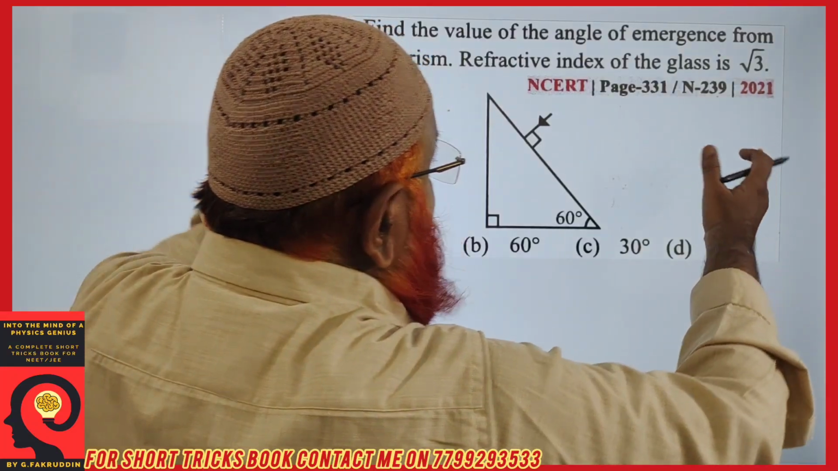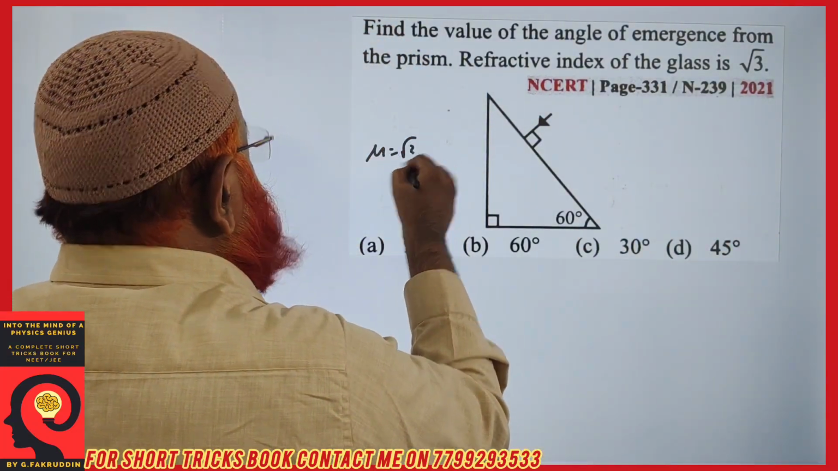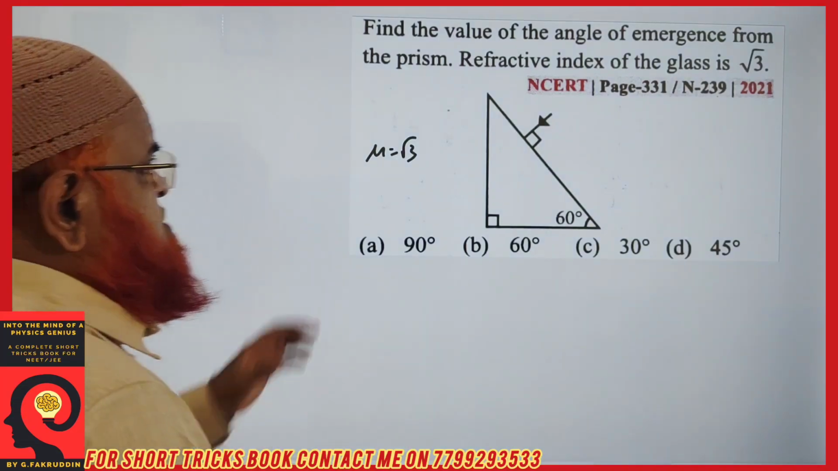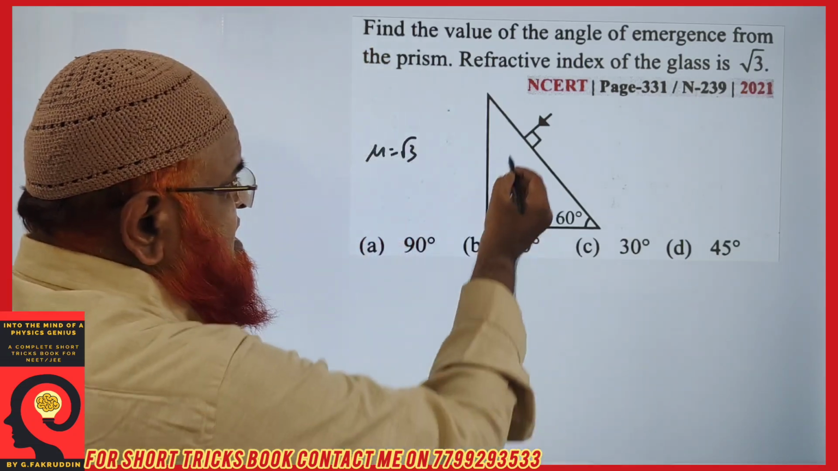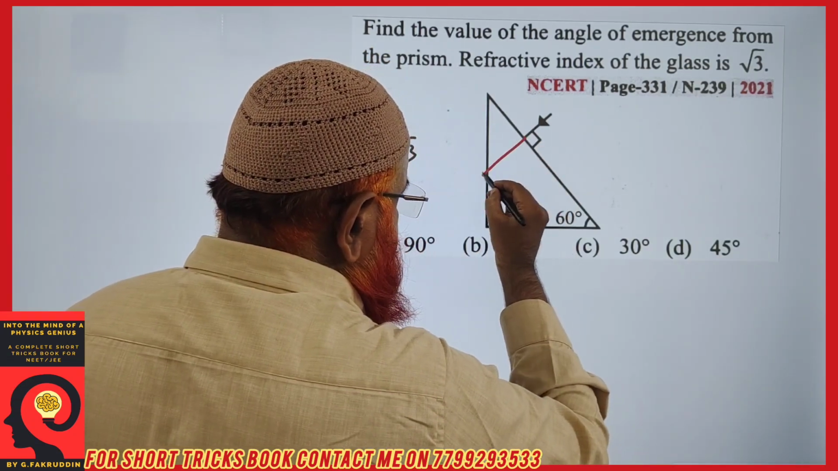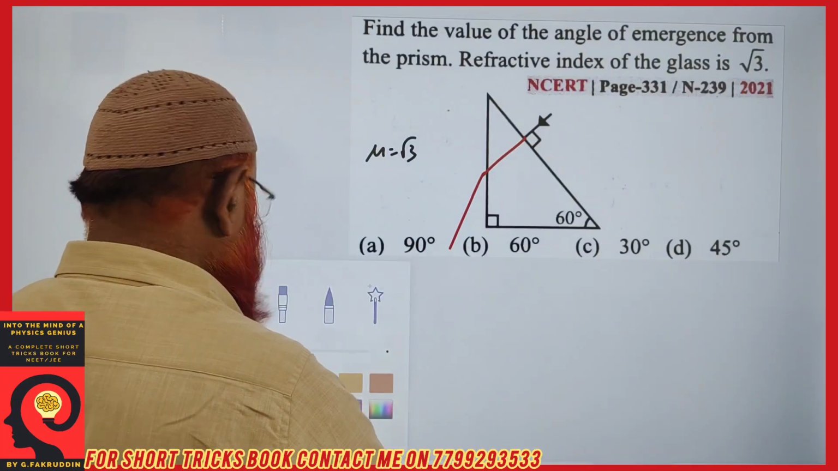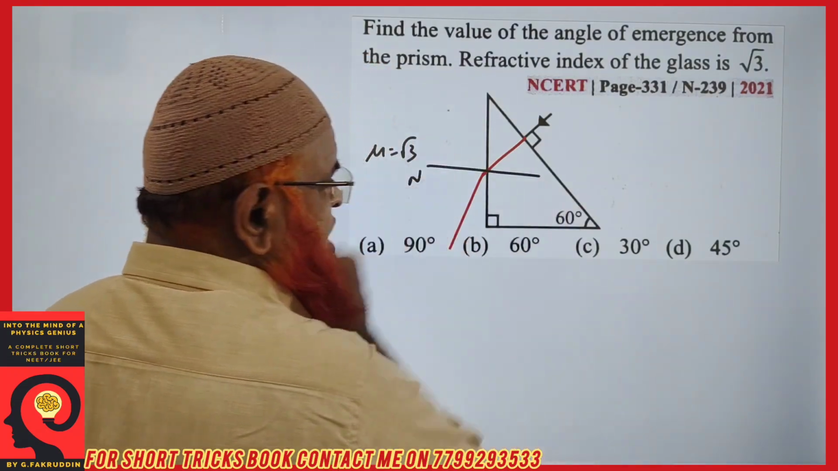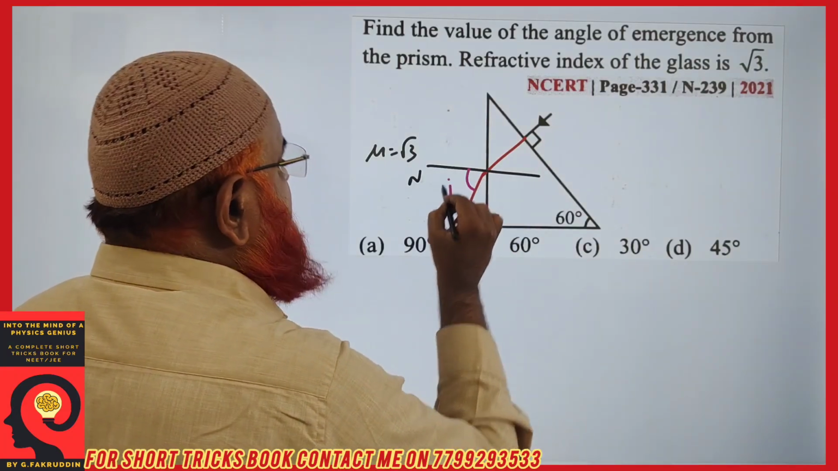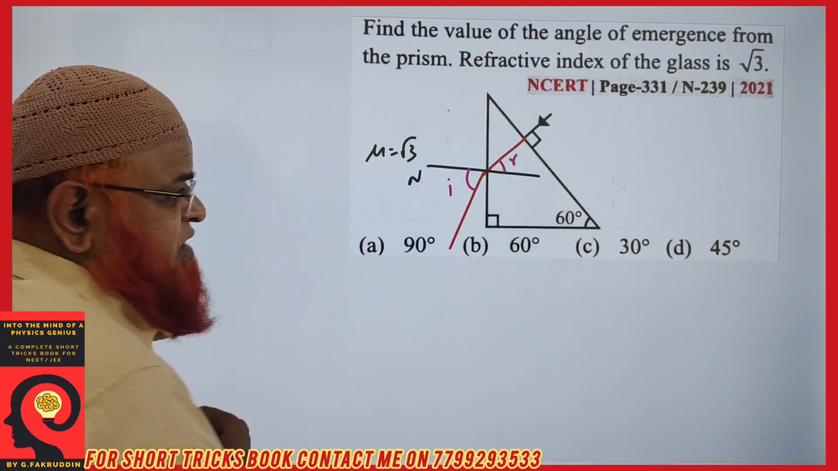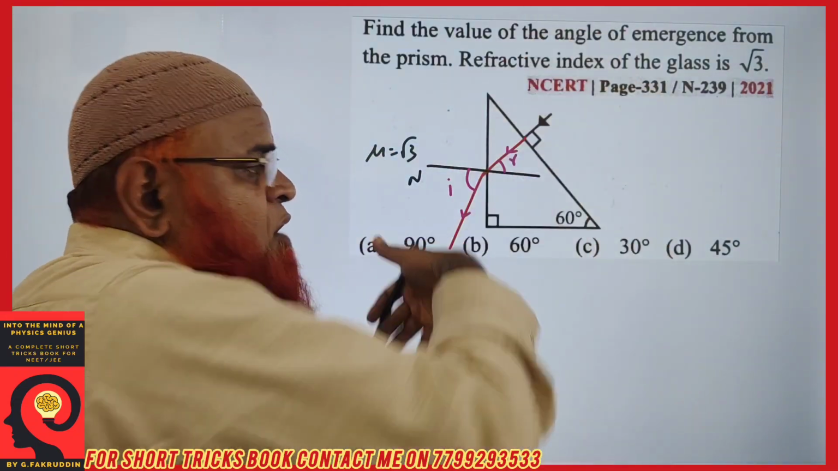Find the value of the angle of emergence from a prism whose refractive index is given as root 3. So here the refractive index of the prism is root 3. The light ray is entering like this and it gets deviated like this. This is the normal here. Now what's going to happen? Let us see. This is said to be the angle of emergence. Why is it said to be the emergence angle? Because it is emerging out.